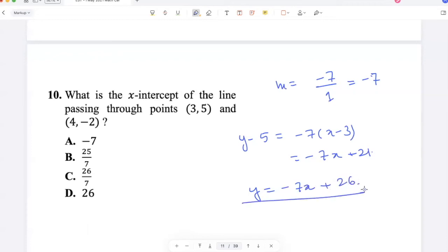Now to find the x-intercept, y should be 0. So 0 is -7x plus 26. So 7x is 26. X is 26 by 7. So C.